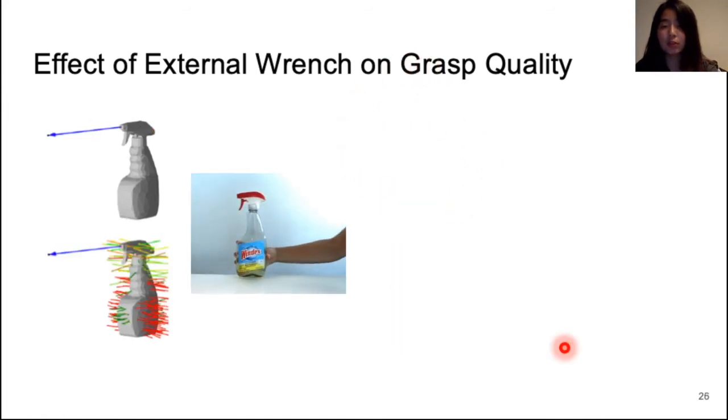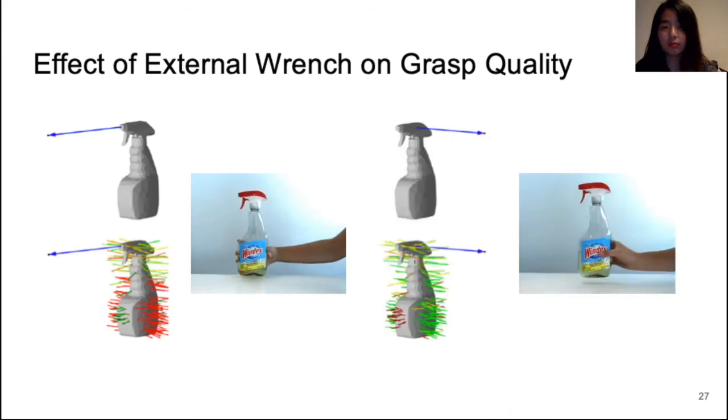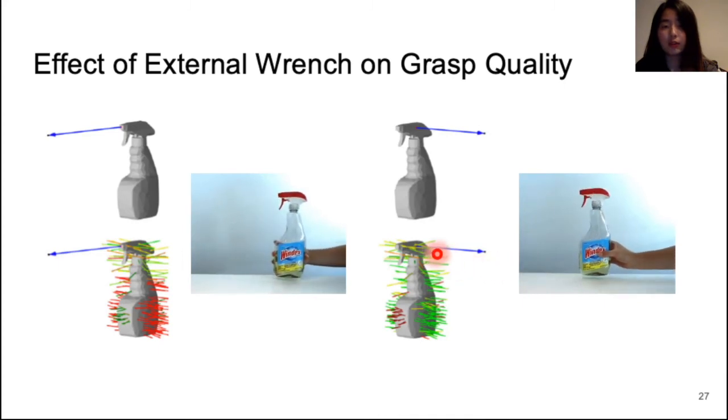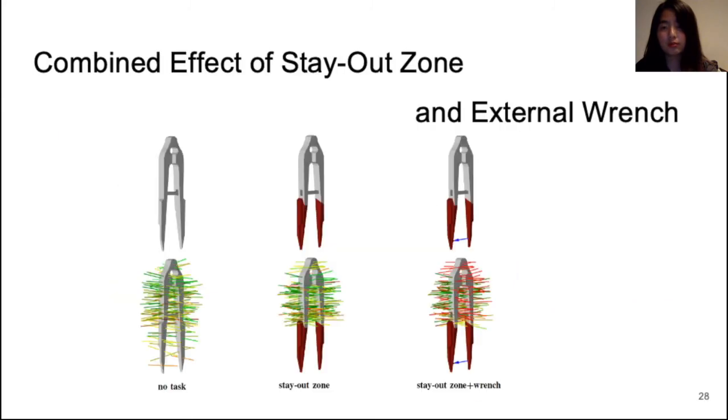Here the task is to push the bottle, so we specify a force without torque. We can see that the grasps along the direction of force and close to the point of application are preferred. On the right, the task is to push the bottle in a different direction. So we draw a different force and the result of the grasp analysis follows the direction of the force.